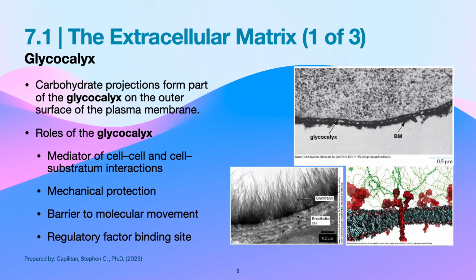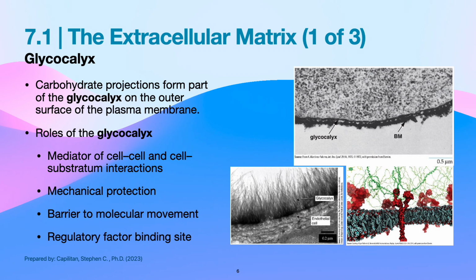Let's talk about the glycocalyx. These are carbohydrate projections that form part of the glycocalyx on the outer surface of your plasma membrane. The roles of your glycocalyx are to mediate cell-to-cell and cell-substratum interactions. They can also become a mechanical barrier to molecular movements, and there are regulatory factor binding sites.